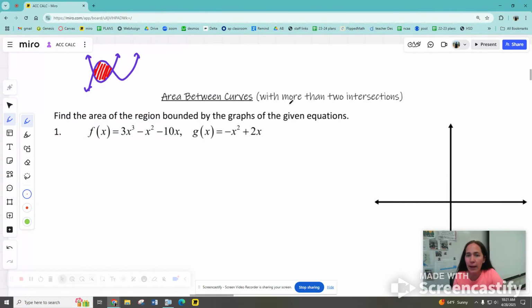But today, what would happen if those two functions intersect each other more than 2 times? It's possible for the functions to crisscross, and maybe another function could be considered the top and the other the bottom. So we're going to start up with the examples that we see on page 5 of your area packet.